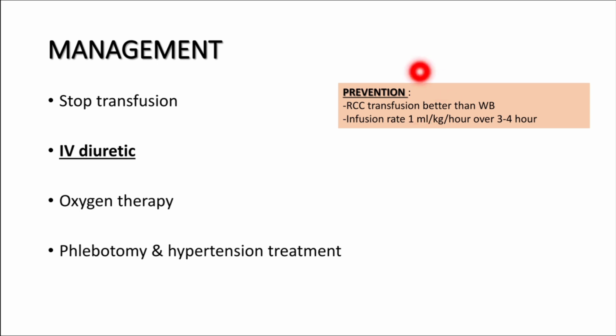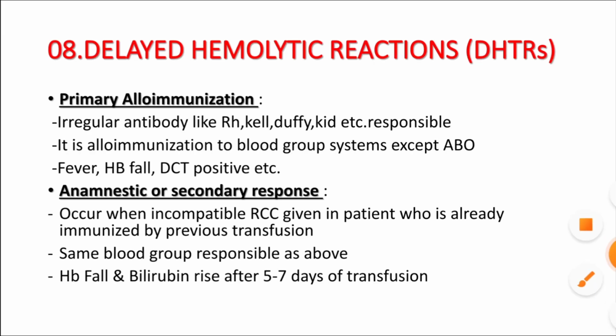As far as the preventive measure is concerned, it is always preferred not to give too much blood, and to give the infusion rate at 1 ml per kg per hour over the 3 hours, right? The blood transfusion should be given slowly over 3 to 4 hours. And it is always preferred to give red blood cells instead of whole blood to prevent this particular adverse effect. Alright. The eighth adverse effect is delayed hemolytic transfusion reaction.